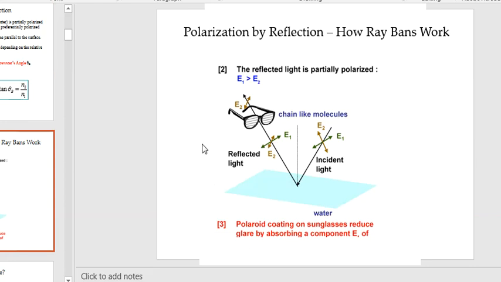So this is just kind of a schematic here of that same picture, where the electric field, you're going to end up getting more of the horizontally polarized light compared with the vertically polarized light. And so just the vertical will pass through your sunglasses.